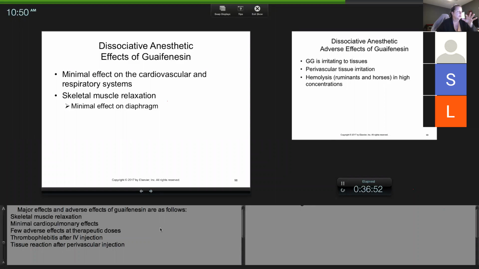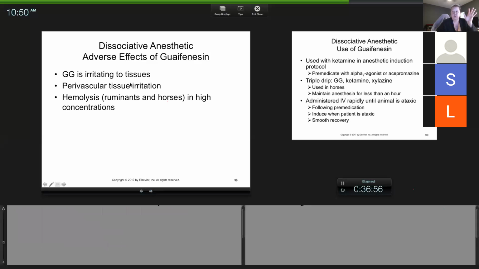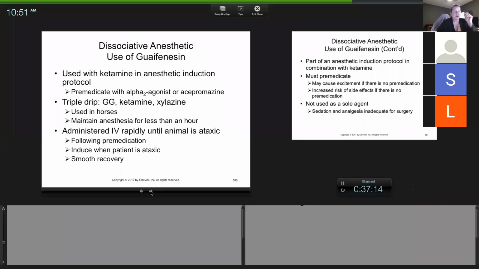Now, it can irritate the tissues. This has to be given IV, we don't give it IM. If you get it out of the vein, it can cause some irritation, maybe some sloughing, so you have to make sure you have a good IV, and we drip it in really well. It can also cause some hemolysis if you use too high of a dose.